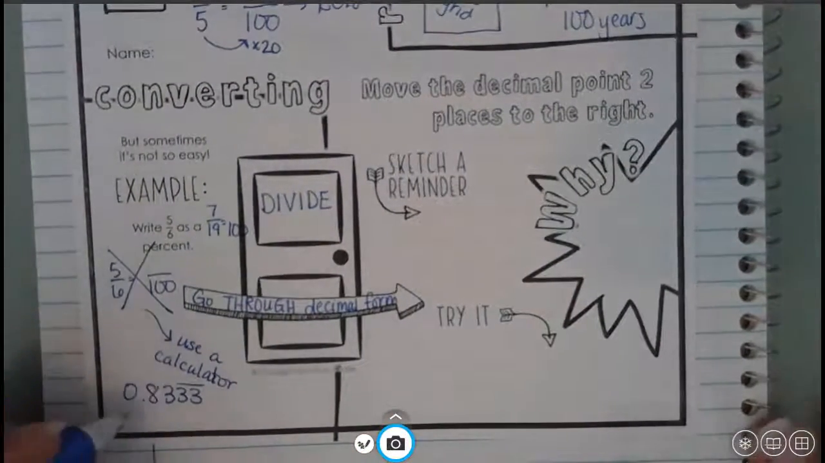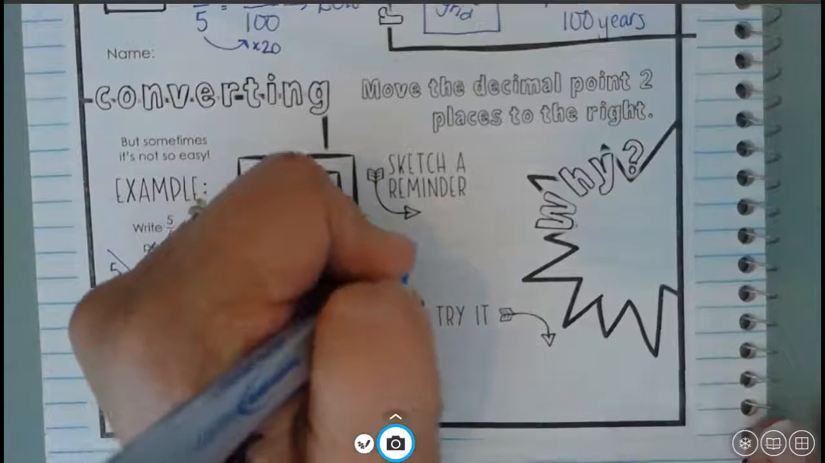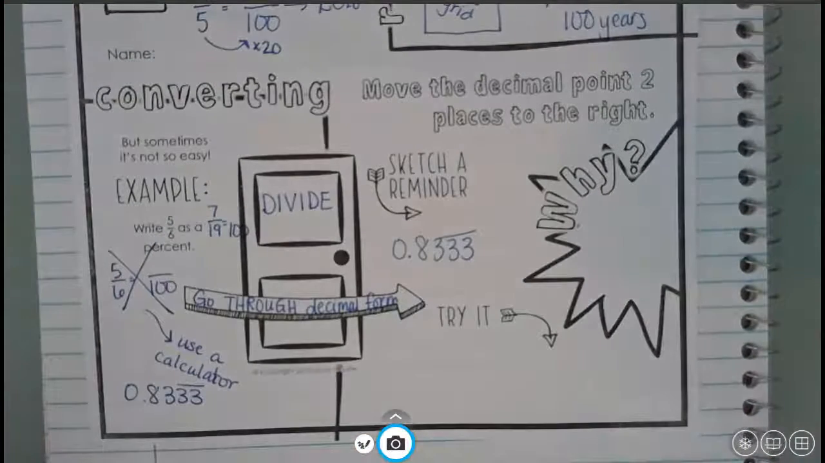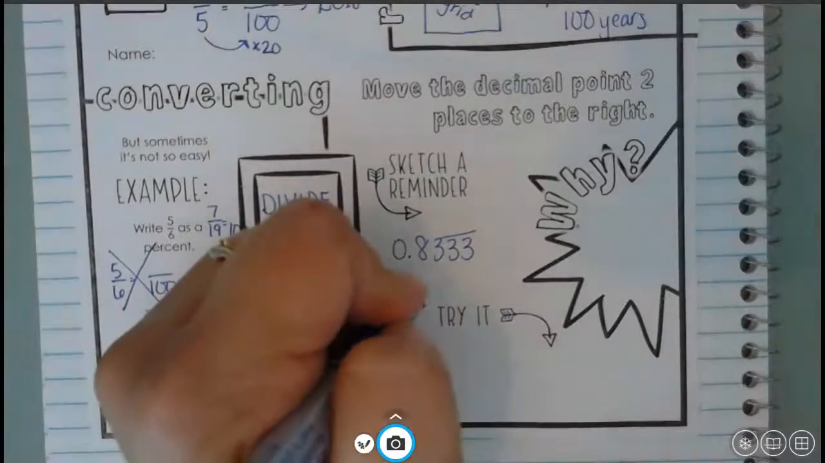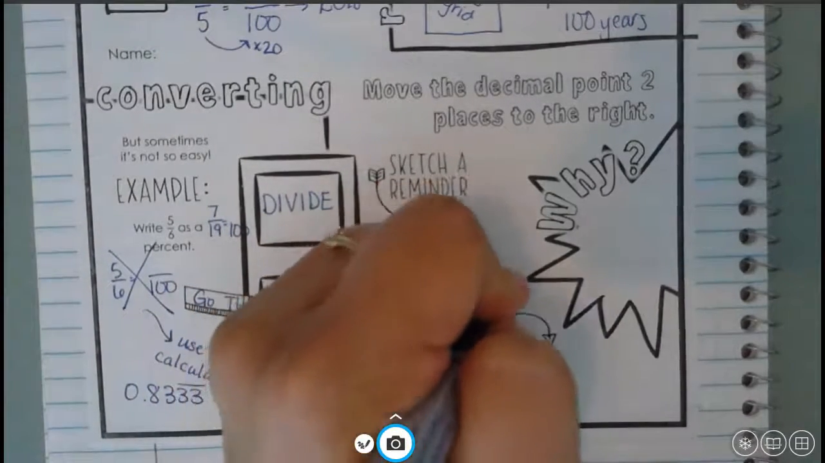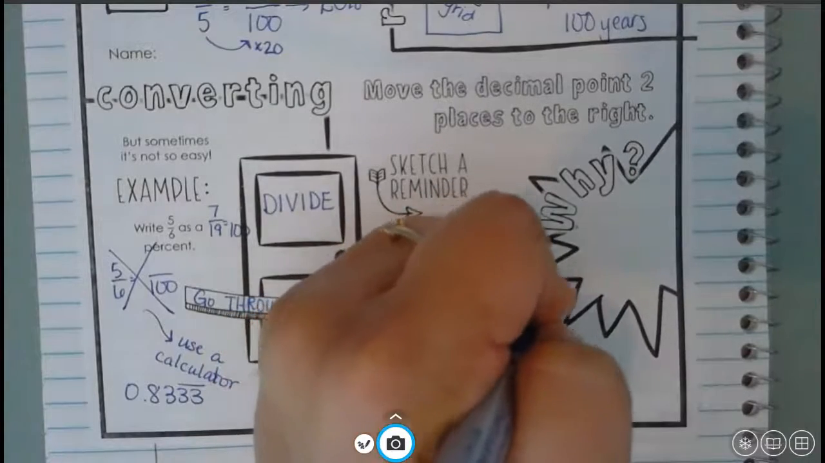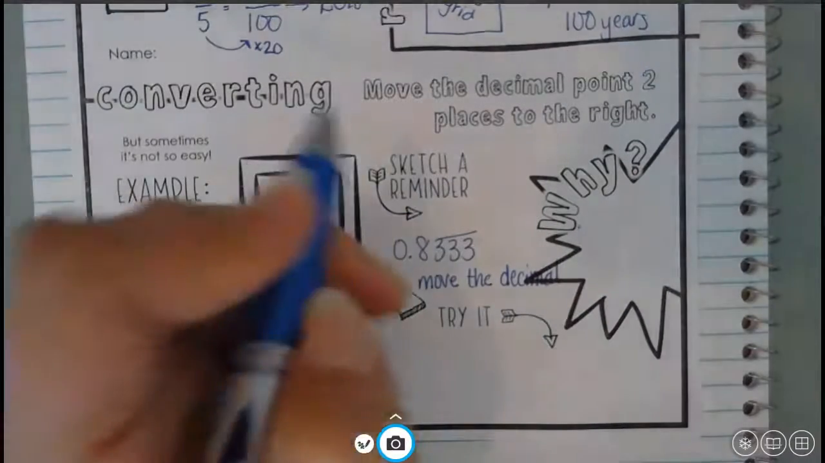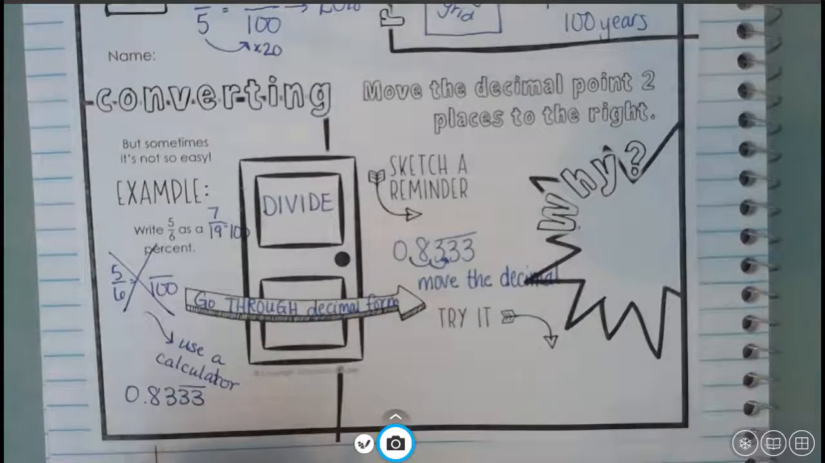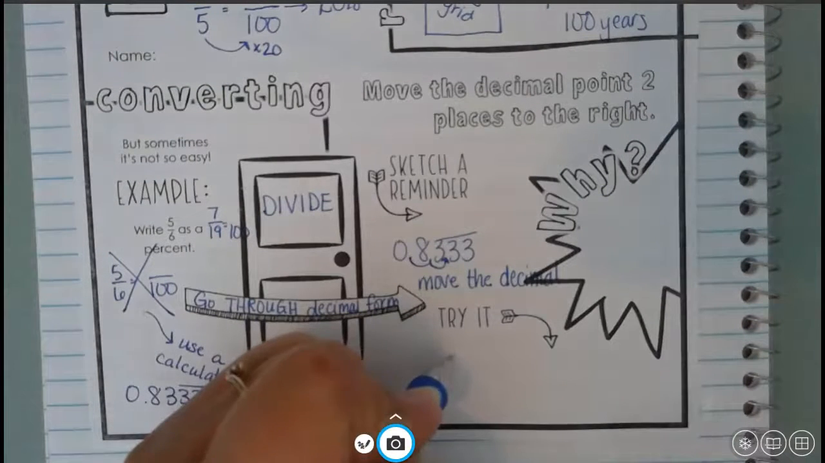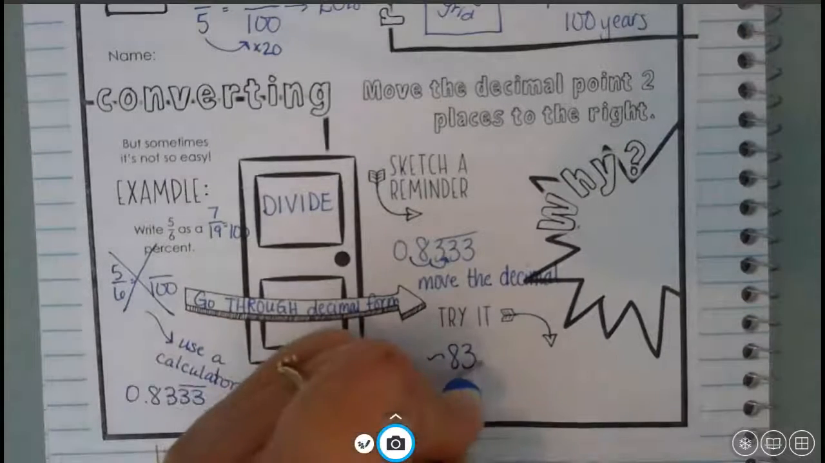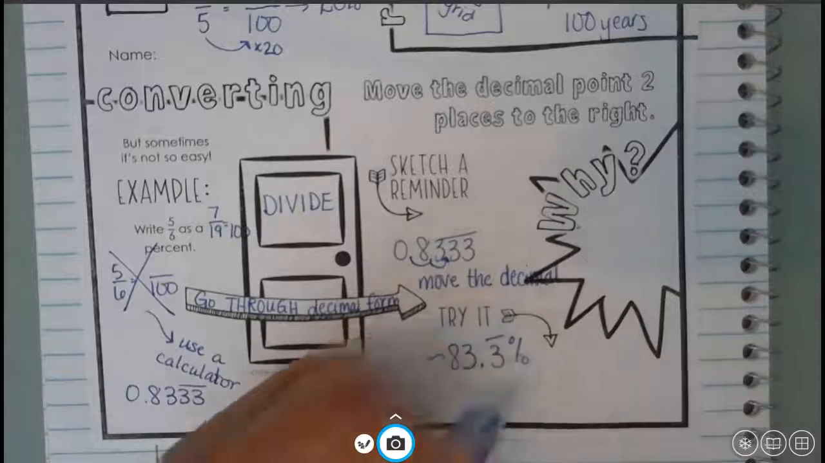Sketch the remainder. So I'm going to take this answer, 0.8333, repeating. Now I need to move the decimal so I can change this decimal into a percent. I'm going to move it 2 places. 1, 2. There's my new decimal. And it turns out to be about 83, and 3 repeating as my percent.